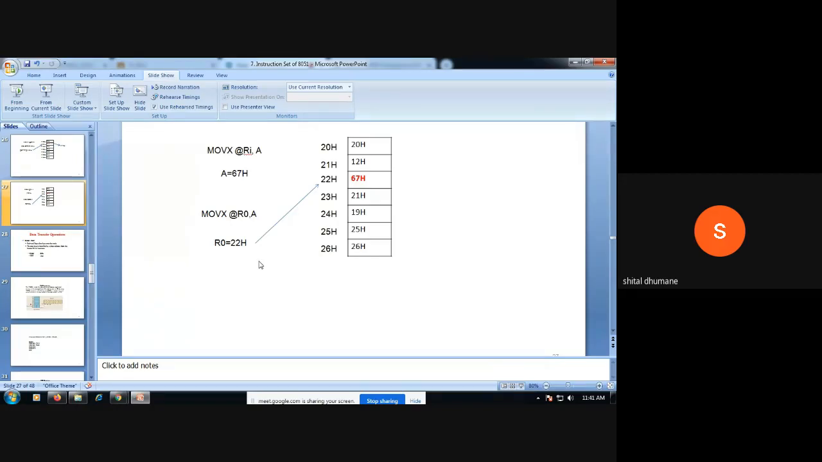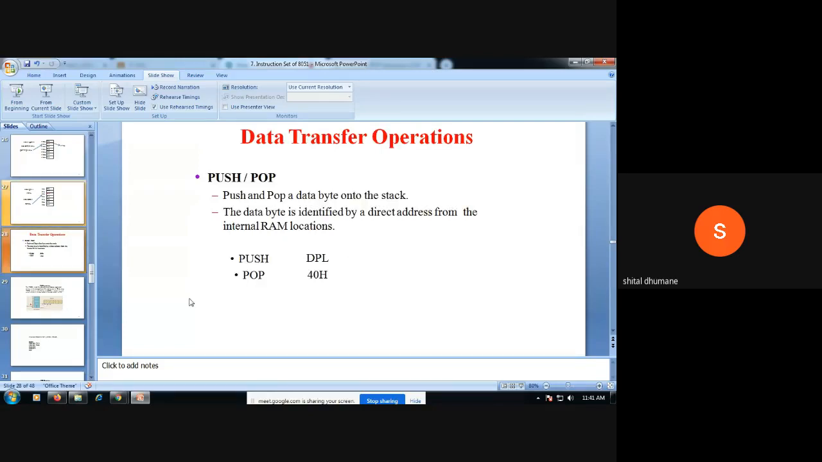Now next, you are familiar with these instructions, the push and pop instructions. Again, that is related to your stack, where you can push and pop a data byte onto the stack. That means you can push the data from any register to the stack or you can pop the data from the stack. That data byte is identified by a direct address from the internal RAM location.